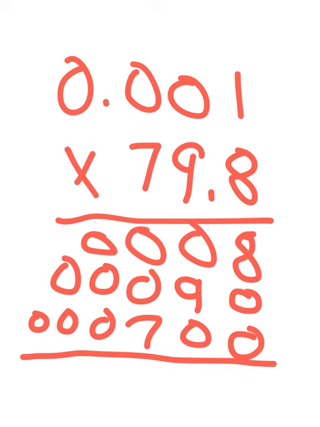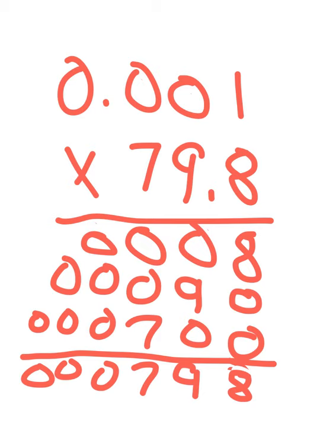Now we add these all together. 8 plus 0 is 8. That is a terrible 8, and I'm running out of room, so I'll try that much better. 8. Then we have 9 plus those 2 zeros is 9. 7 plus those 2 zeros is 7. Then we have 0, 0, 0 here.